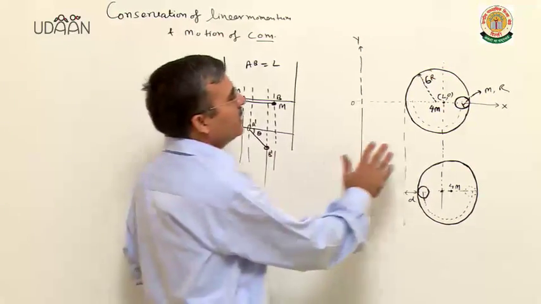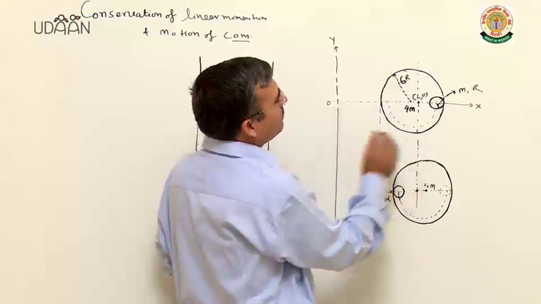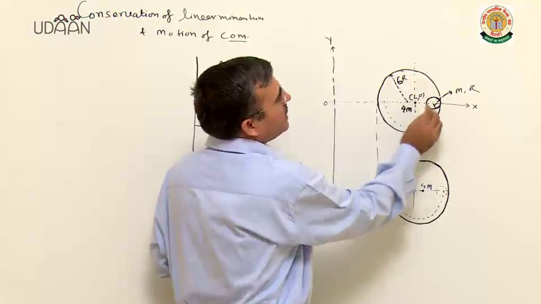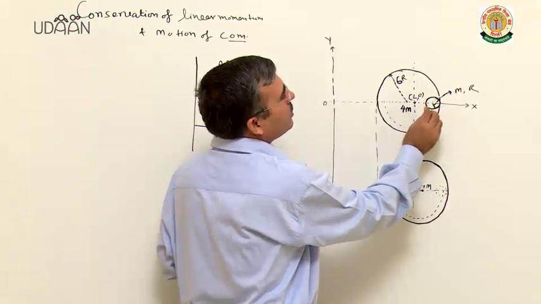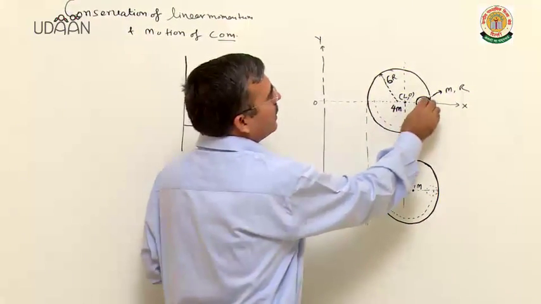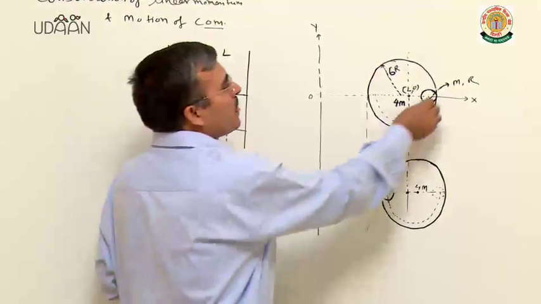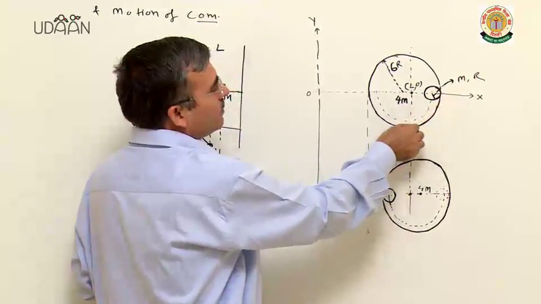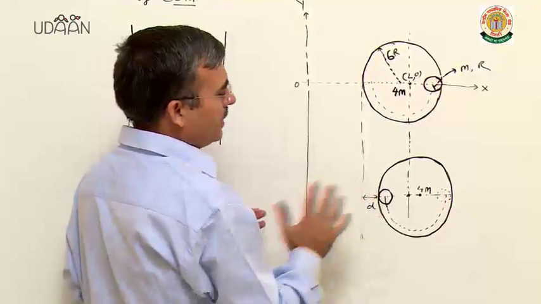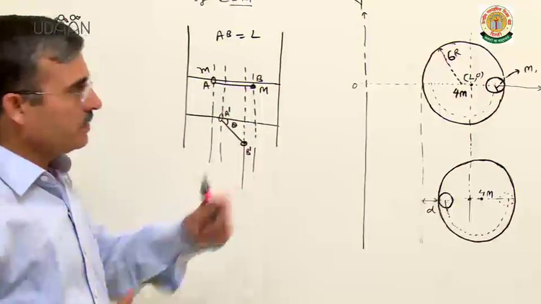The same problem is here. It is a smooth sphere, a hollow smooth sphere. Inside it there is a very small sphere of radius r. The radius of the bigger one is 6r. When this sphere is released from that position, it comes down and reaches that position on this side. In this case, how is the center of mass behaving? We will discuss it.